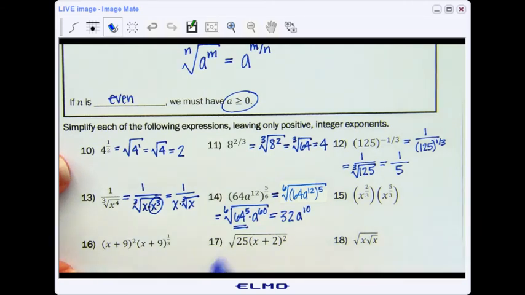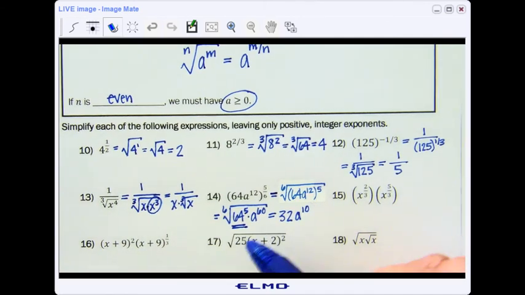If ever you're unsure about whether or not you can determine the root of a large number, put it into the calculator and see if you get a whole number.